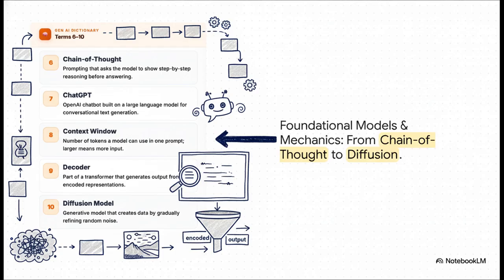And finally, we have the diffusion model. This is how AI creates things, like images, by starting with random noise and slowly refining it into something coherent. Every time you see a wild image from Midjourney or DALL-E, you're seeing a diffusion model in action.